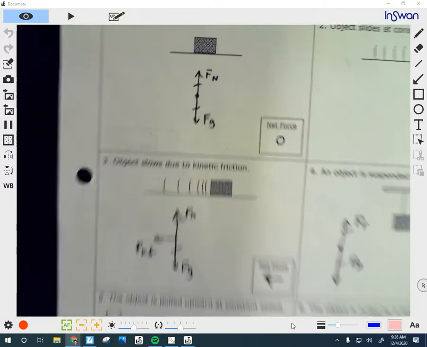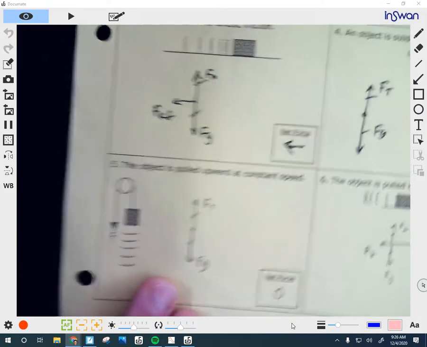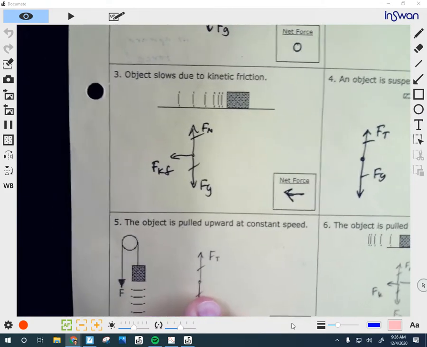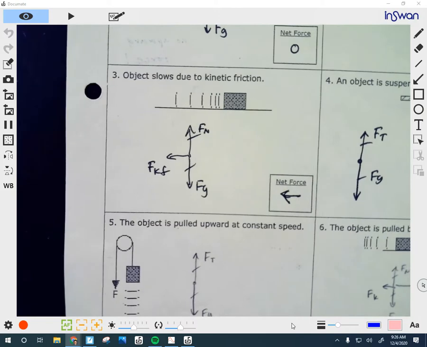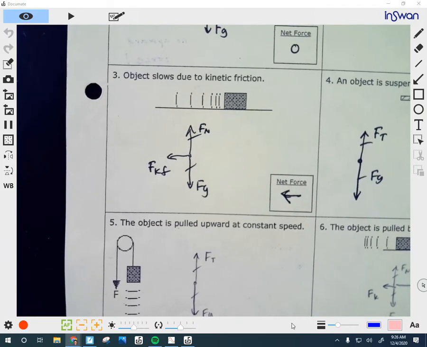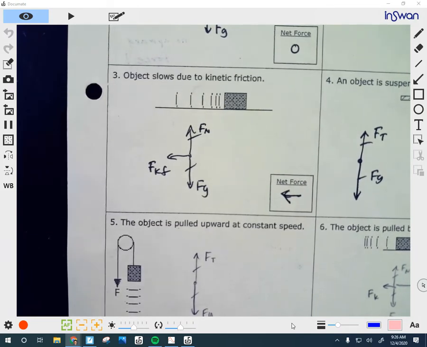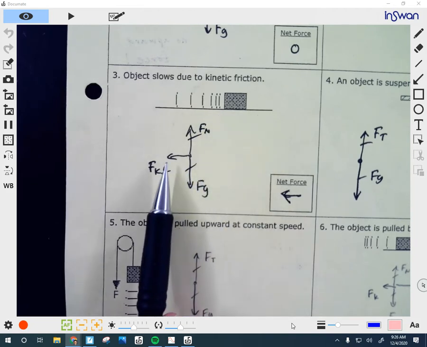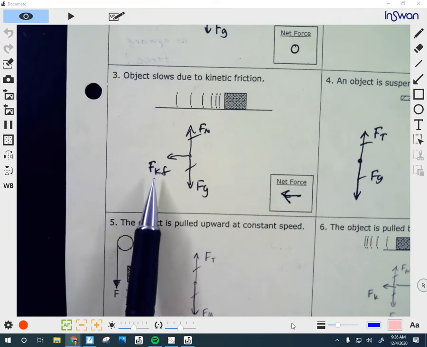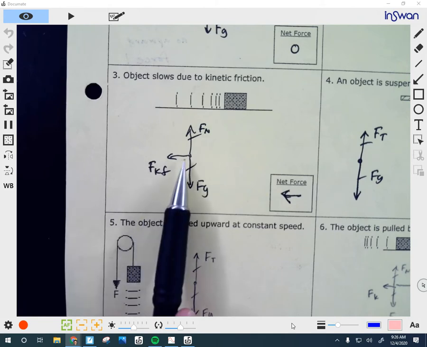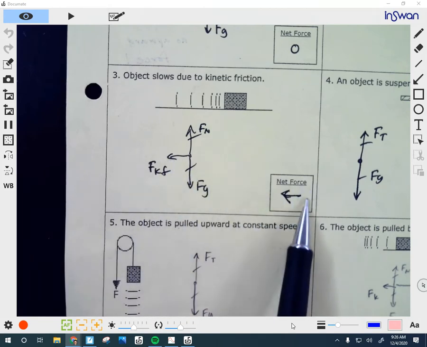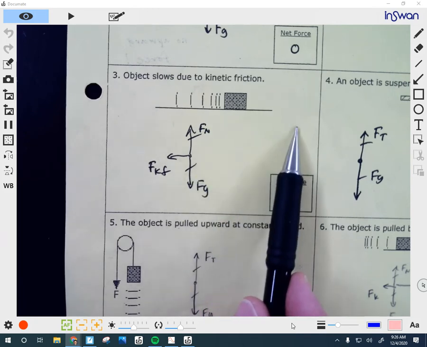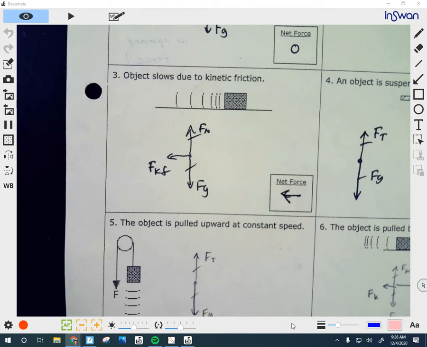All right, number 3. So if the object then encounters some friction, so maybe it goes from a frictionless surface to a surface with some friction, it will slow down, which means it has a force opposing its motion now. And I've labeled that with FK for kinetic friction. So kinetic friction is opposing the motion. The net force would be to the left, and if something is moving to the right but encountering a net force to the left, it's going to slow down.